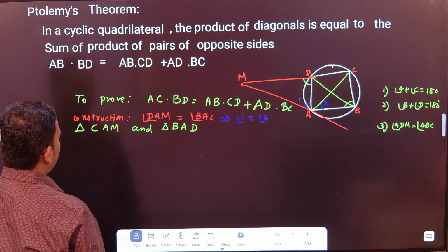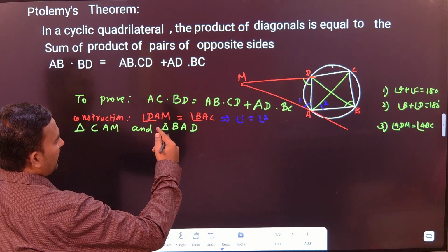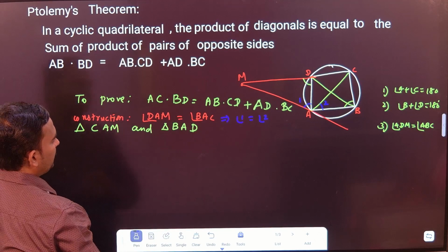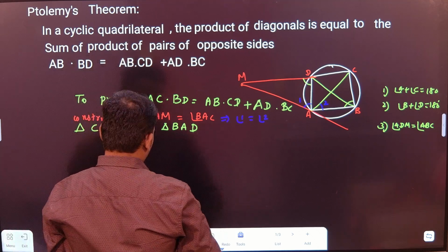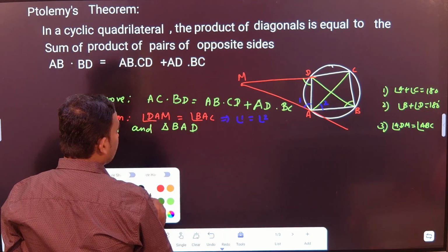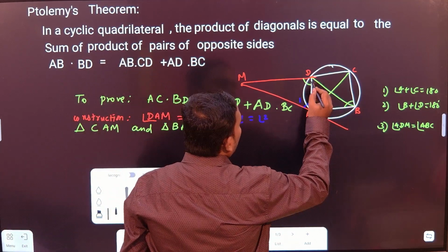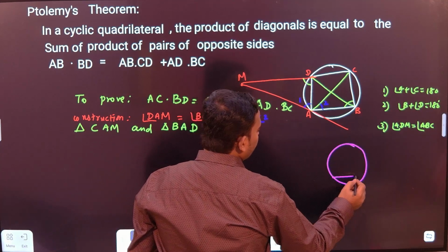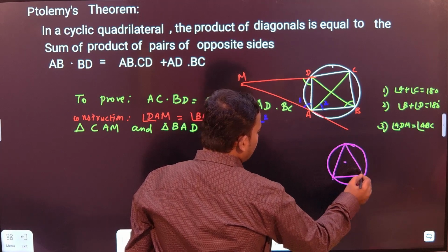Okay, take these two triangles, CAM and triangle BAC. The first observation you can see on the screen: if you have a circle, this is your common line segment. Angles in the same segment are equal.